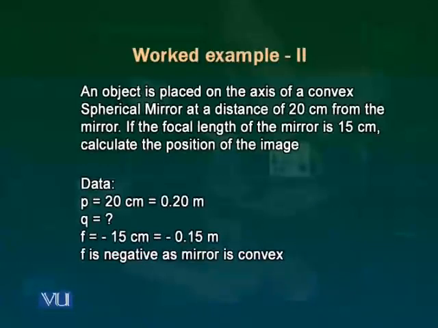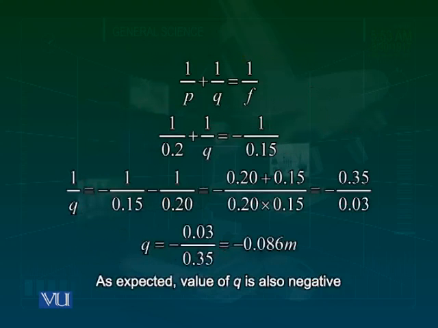Let us look at another worked example. Now, in this case, you have a convex spherical mirror at a distance of 20 centimeters, just like before, and the focal length is again 15 centimeters. Now we have to calculate the position of the image. In this case, we are going to use the same relationship, 1 over P plus 1 over Q is equal to 1 over F. That does not change because that is the basic mirror equation.